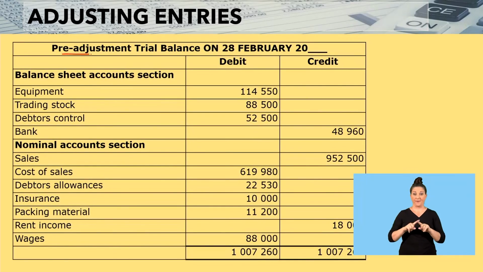Welcome back, dear learners. Before the ad break, we defined what a post-adjustment trial balance is, and we also learned the acronym DEAD CLIC. Now, what we have here is a pre-adjustment trial balance, and we have adjustments that we're going to make so that we can then have our post-adjustment trial balance.